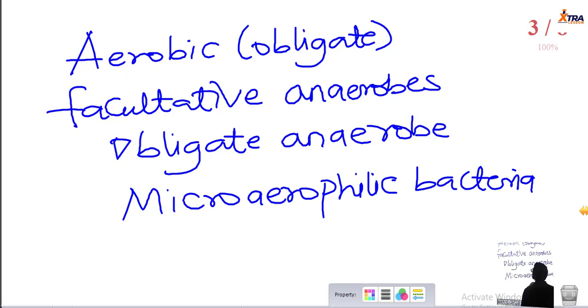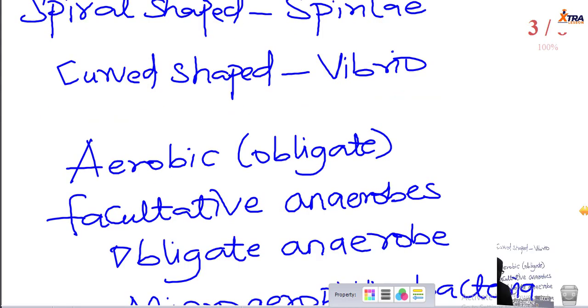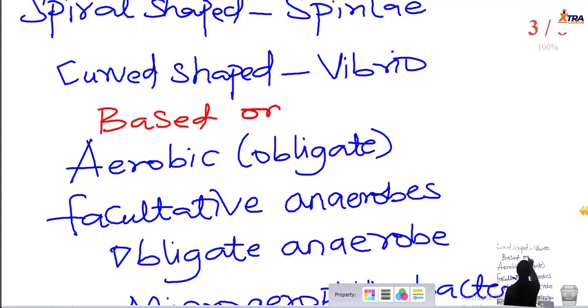So these are another way you can classify, and this classification is based on what? It's based on oxygen utilization. Based on oxygen utilization.